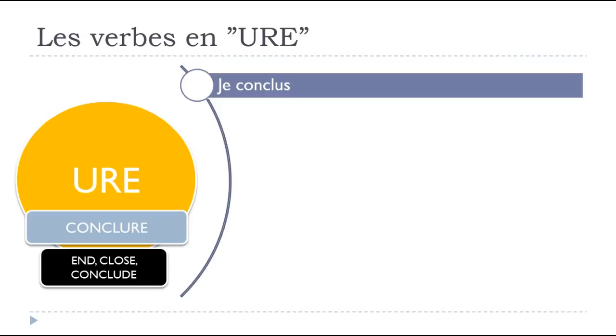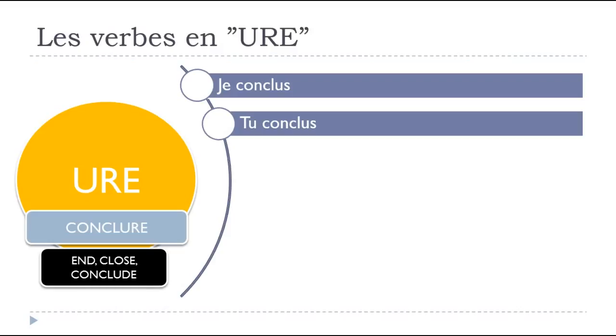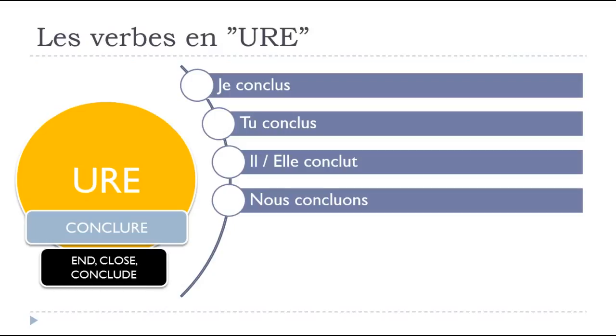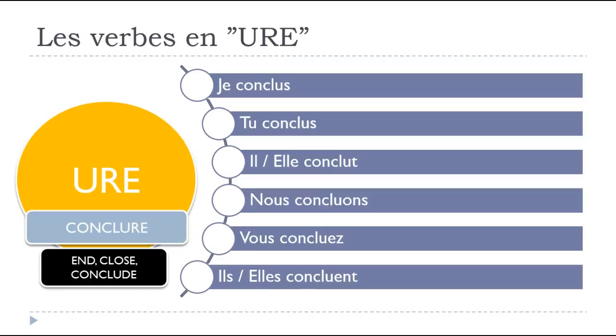Je conclus, tu conclus, il conclut, elle conclut, nous concluons, vous concluez, il conclut, elle conclut. So as usual, the singular is not that difficult, because probably you would put that without knowing that it goes like that: S, S, T. Okay, so you get conclu, conclu, conclu. The same phonetical form here.